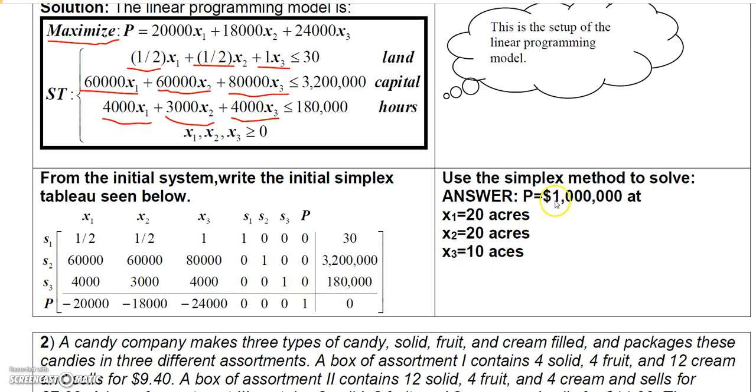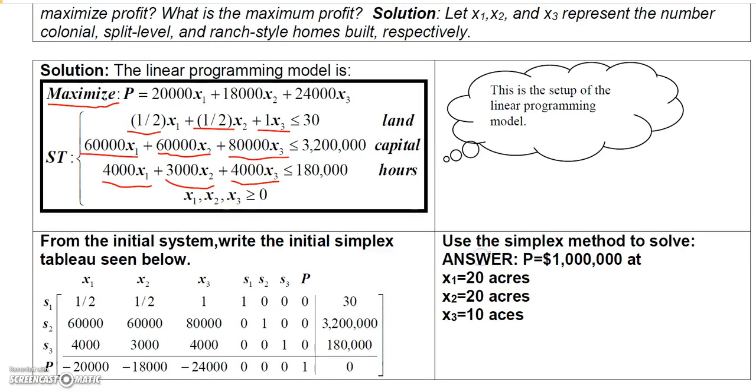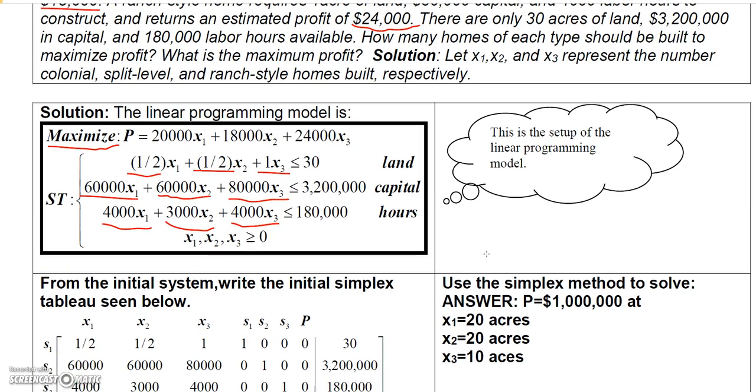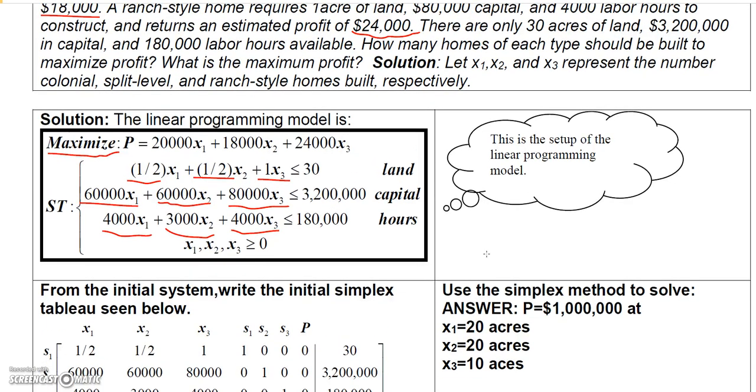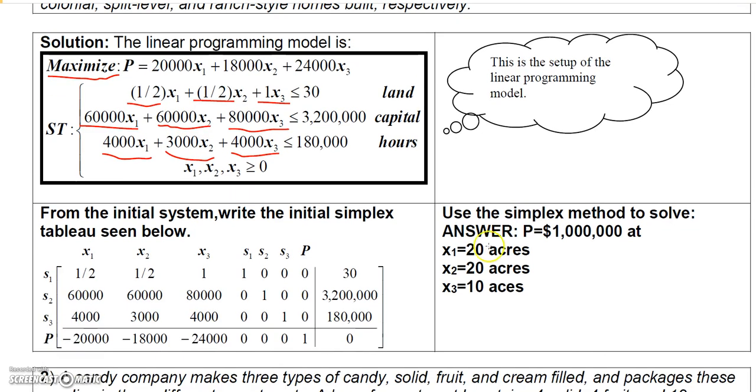The answer is actually a profit of $1 million for X1 equals 20, X2 equals 20, and X3 equals 10. So actually that's not acres, I'm sorry, that should be homes. So it's the number of homes, not acres. So it's X1 equals 20 homes, X2 equals 20 homes, and X3 equals 10 homes. Okay, so my bad on that.